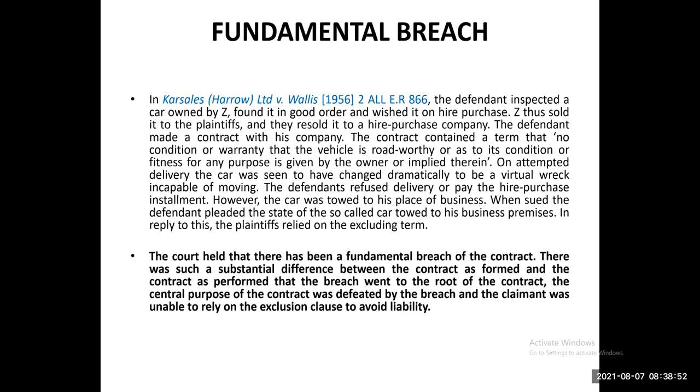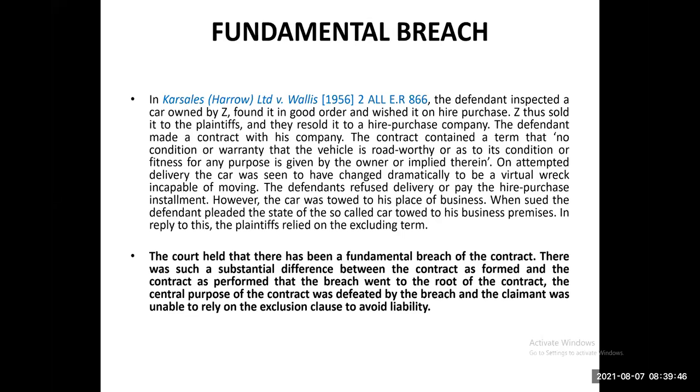So let's look at an illustration of fundamental breach and how it renders an exemption clause inoperable by looking at the case of Karsales (Harrow) Limited against Wallace. There, the defendant found a car in good order and wished to acquire it on hire purchase. The dealer thus sold it to the plaintiff, who resold it to a hire purchase company. The defendant made a contract with this company, and the contract contained a term that, quote, no condition or warranty that the vehicle is roadworthy or as to its condition or fitness for any purpose is given by the owner or implied therein. So this was the clause.